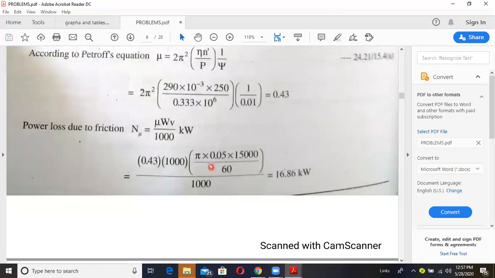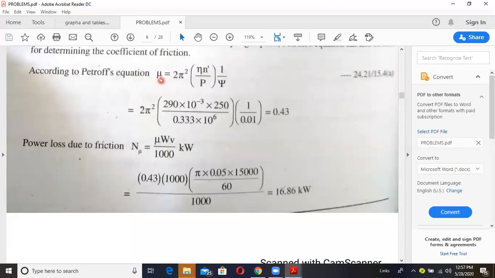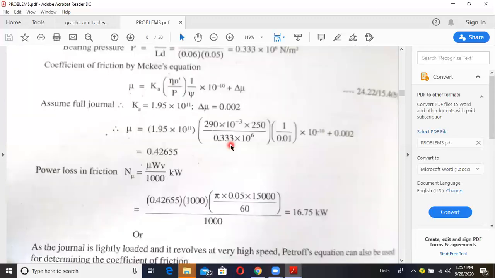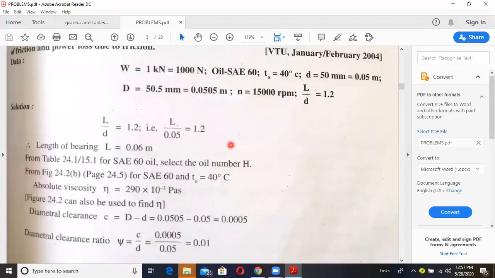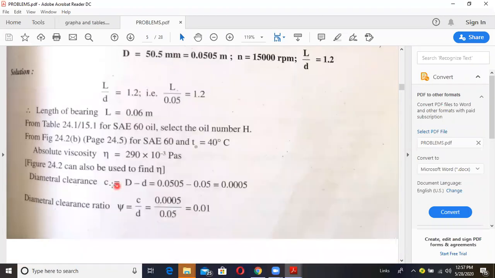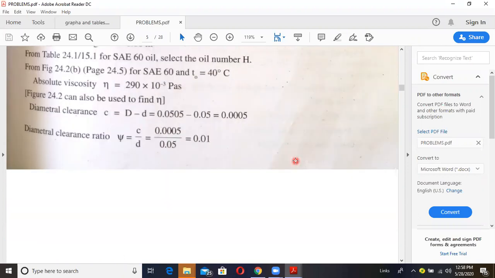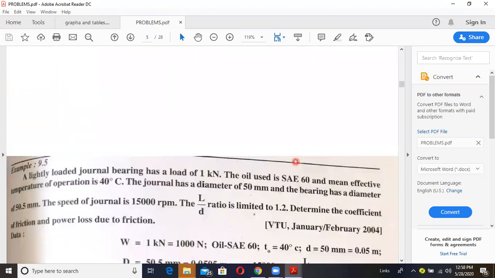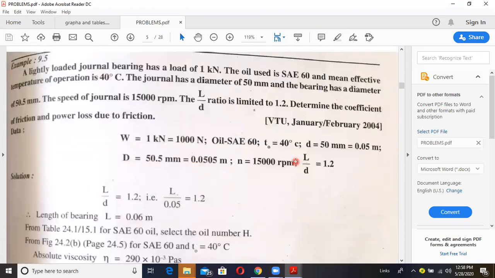So first we have to calculate mu. Once you got mu, then we can calculate power loss. In this way, we can calculate the power loss. The extra thing they have given here is capital D, and they have given the L by D ratio. By using small d and capital D, we calculate C. By using C by D, we calculate the diametrical clearance ratio. And by using the L by D ratio, we can calculate the length of the bearing. And remember, the same procedure to calculate the power loss. Understood?